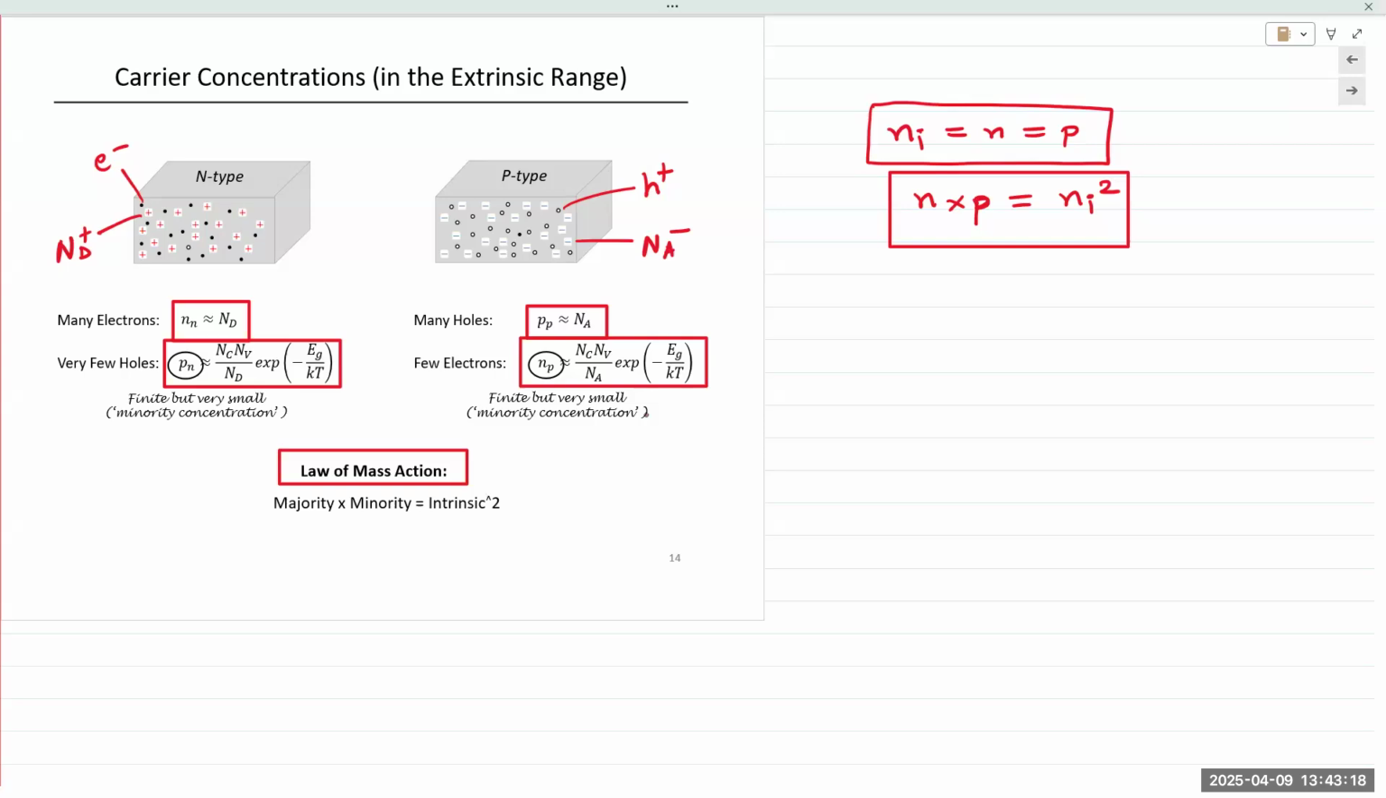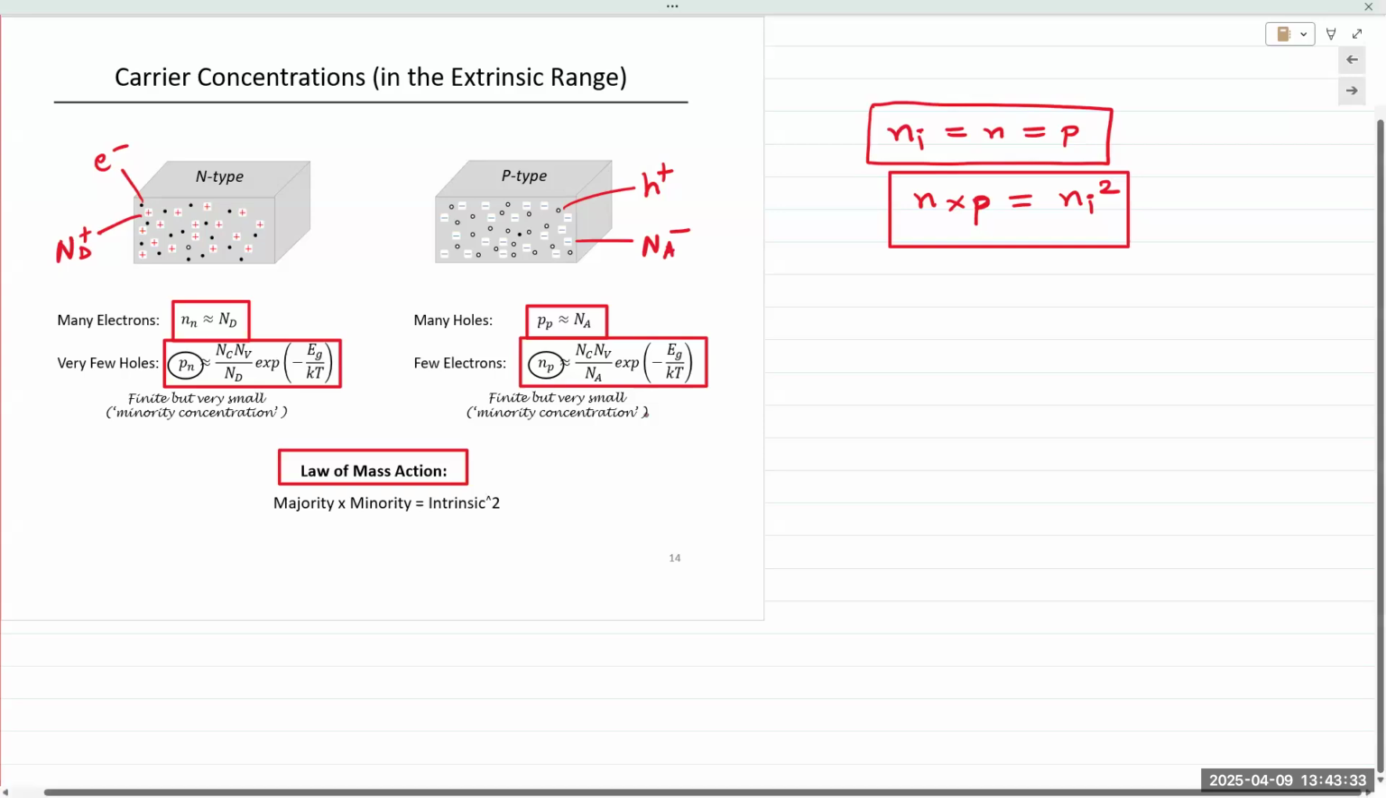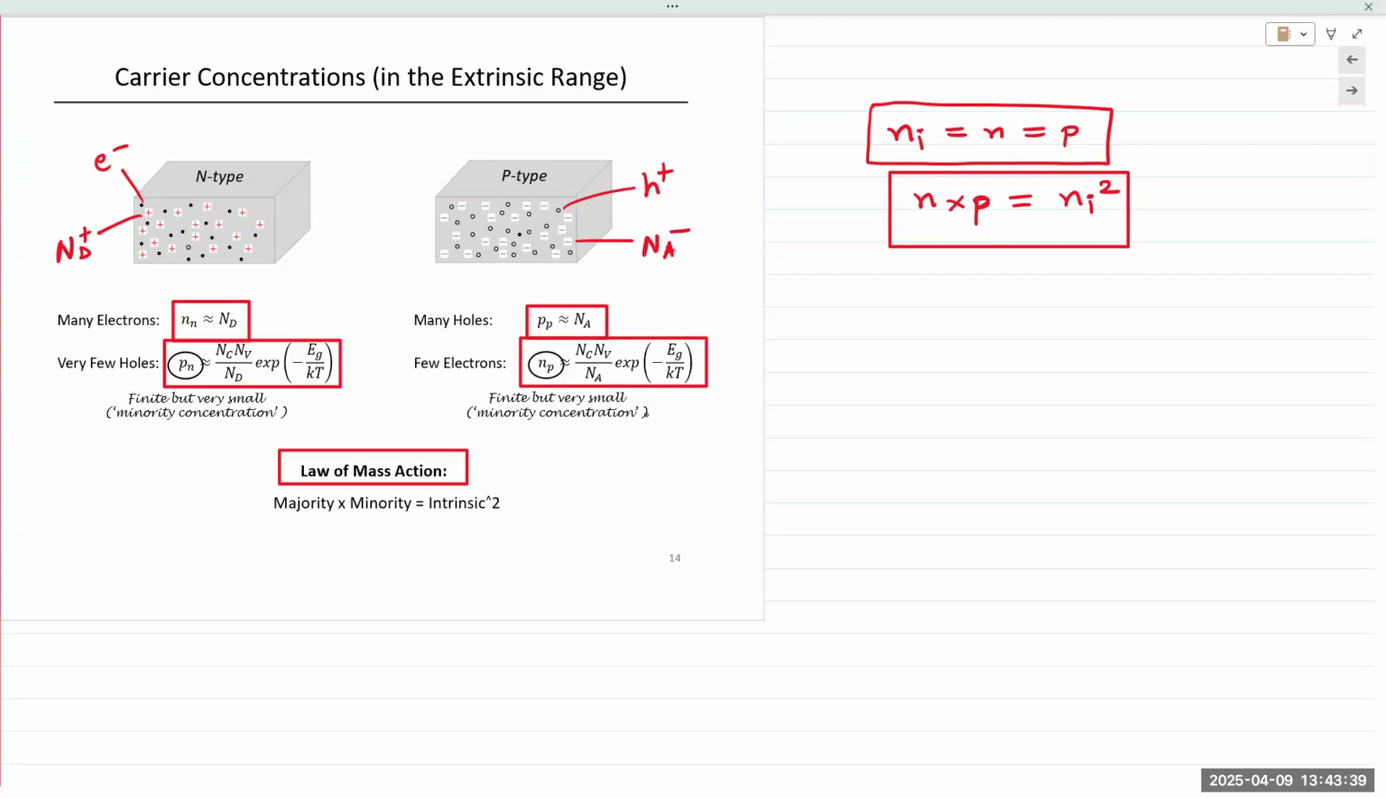Yes. The number of charges? No. So the question being asked is, if we have a whole lot of electrons and a whole lot of holes at the same time, would it still not increase the charge? The answer is yes, it wouldn't increase the charge.